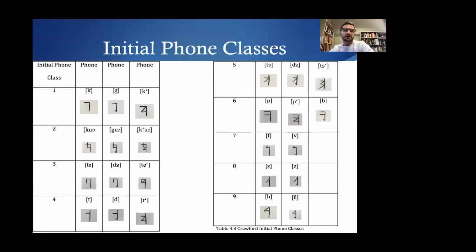Then these are the initials divided into their different phone classes. So as you can see here, if you don't have the hook, it is unvoiced. If you have the hook, it's voiced. And if you have this triangle, it's aspirated. And you can see these going throughout the chart. You can pause it if you want to take a look.